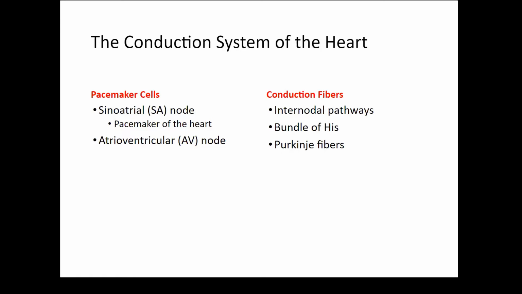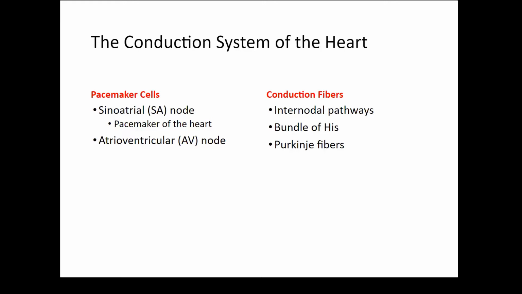It's basically going to be beating the fastest, which means that it's going to override any other electrical activity in the heart. But we'll also have a really important site of electrical activity that's kind of like our backup, something called the atrioventricular node, which is going to be found between the atria and the ventricles. So we'll also refer to it as our AV node.